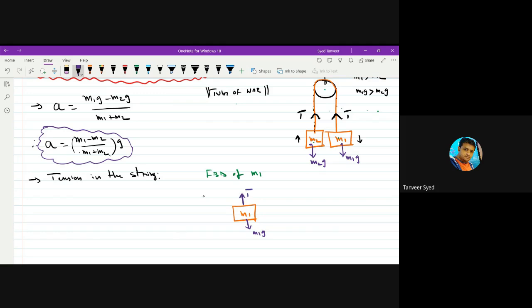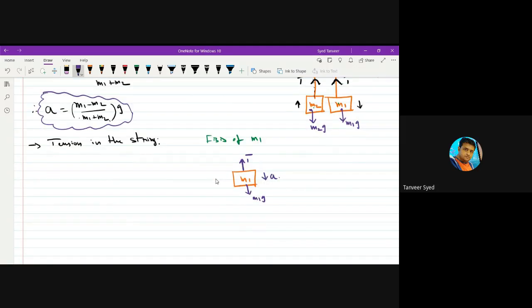Then is it stationary or is it moving? Moving, with acceleration. In which direction? Downward direction. So it is moving down with acceleration A, the value of which we have already got: M1 minus M2 by M1 plus M2 into G. So M1G downward, tension T upward, acceleration A downward. To this block M1, if I apply Newton's second law, F net equal to MA.